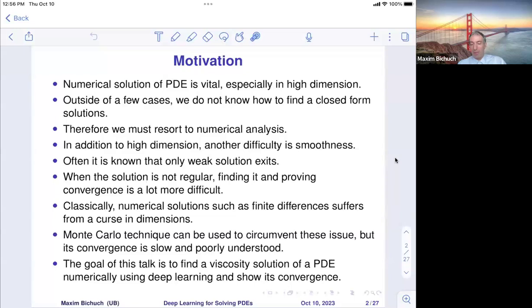That creates a big difficulty, because when the solution is not regular, it's difficult to find it. And in addition, it's very, very difficult to prove its convergence. On the other hand, classical numerical analysis, such as finite differences or finite elements, suffers from the curse of dimensionality, although in those cases there are classical proofs for convergence. Finally, the third pillar is the Monte Carlo techniques, which do circumvent some of these issues, but again, convergence is typically slow and not very well understood. And so the goal of this project was to find a viscosity solution of a PDE numerically, but perhaps more importantly, to show its convergence.